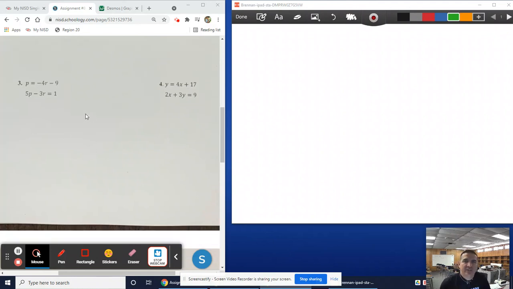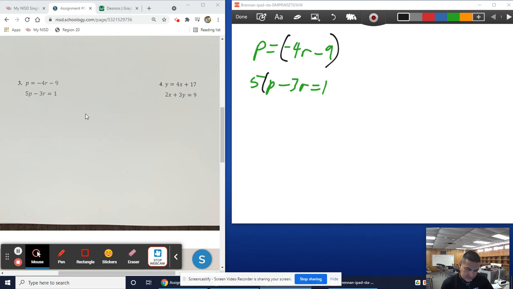Real quick, number 3 and number 4, or I'll try to do 3 at least. You have P equals negative 4R minus 9, and you have 5P minus 3R equals 1. Well, again, I already have this set, right? I already have P equals that. So I'm going to take that P and replace the P in the other equation. Take it and put it in there.